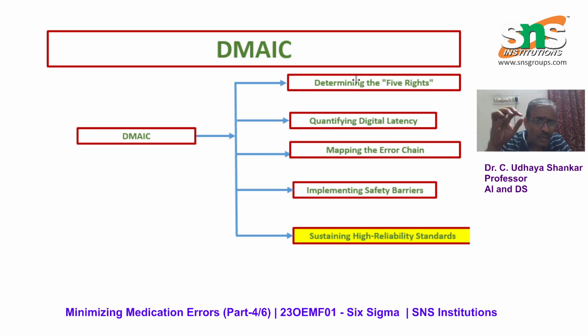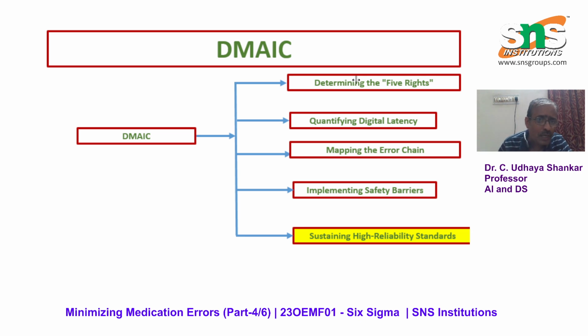Where does sustaining high reliability standards stand in the DMAIC architecture? It is in the control phase, is it right? So sustaining high reliability standards is nothing but the control phase, whereas earlier we were discussing the improve phase, where we implemented the safety barriers. So now we are in the last part of the DMAIC architecture, that is the control phase. That is sustaining high reliability standards.